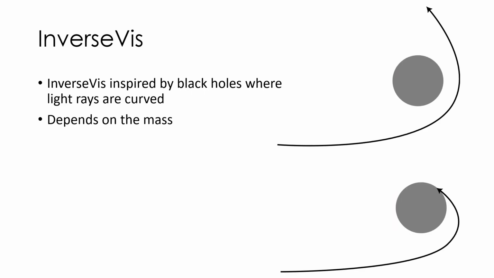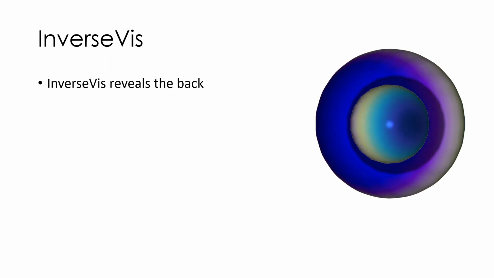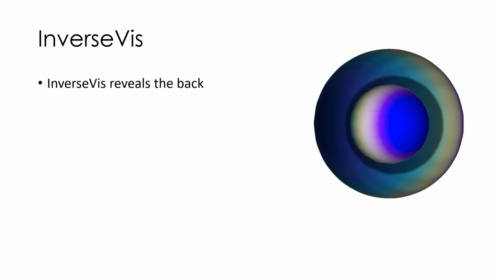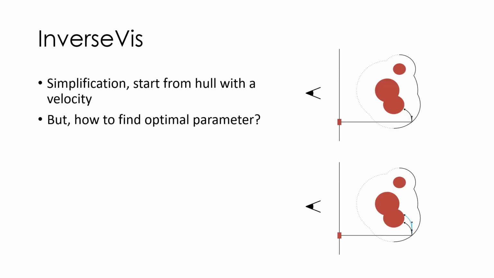Another completely new approach is InverseVis. This approach is based on the idea that light rays are deflected under the influence of high-mass objects and even collide with the object. InverseVis also reveals the back of the surface here. A simplification of the approach is that we let the light beams start from the hull at a certain speed. But here, too, the question remains as to how to find the optimum parameter, in this case, the initial velocity.